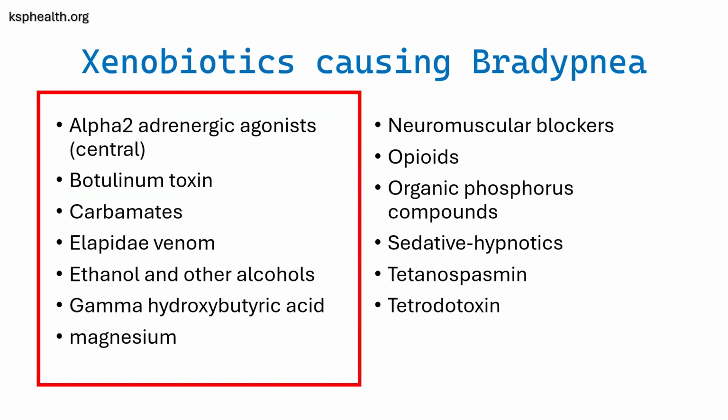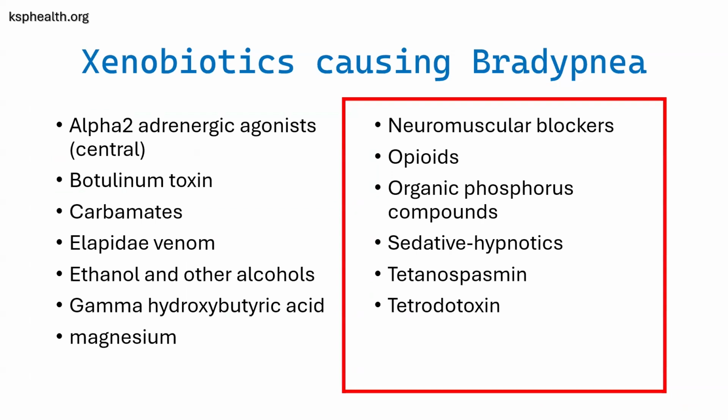Xenobiotics causing bradypnea: alpha-2-adrenergic agonists, botulinum toxin, carbamates, ethanol and other alcohols, gamma hydroxybutyric acid, magnesium, neuromuscular blockers, opioids, organic phosphorus compounds, sedative hypnotics, tetanospasmin, and tetrodotoxin.